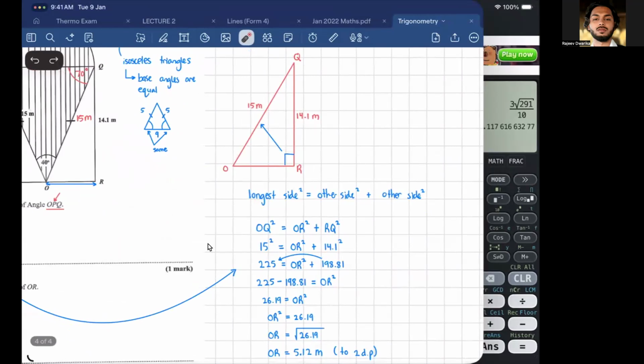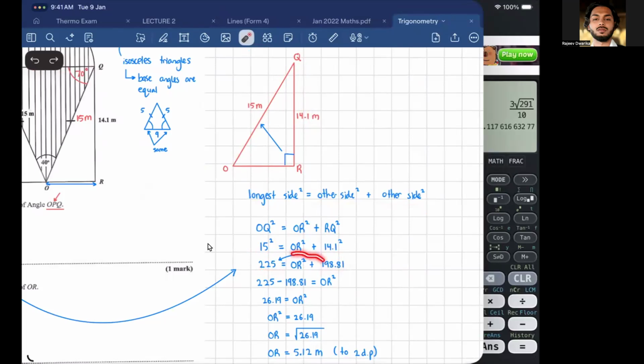The next step. Pythagoras theorem says the longest side squared is equal to the sum of the other side squared. So the longest side is always the slant side called the hypotenuse. So OQ squared plus the other two sides squared. So OR squared and RQ squared. So OQ is 15. OR, we don't know what that is. RQ is 14.1. So we simplify, right? We found what it was.